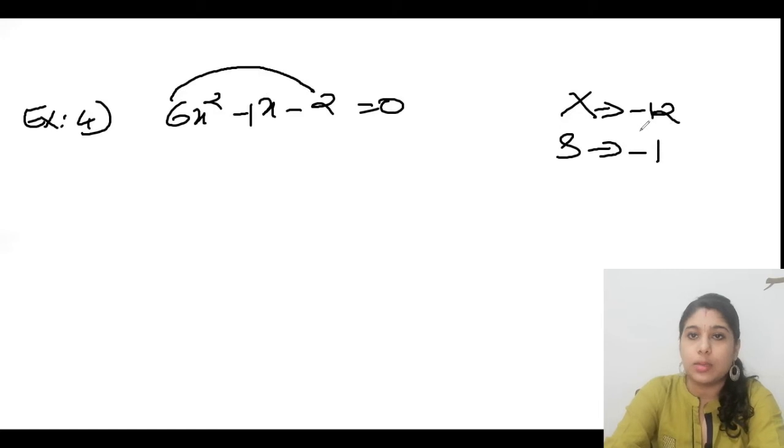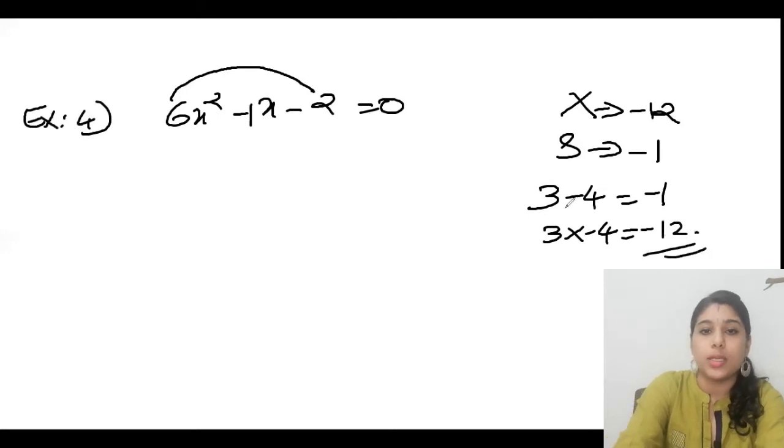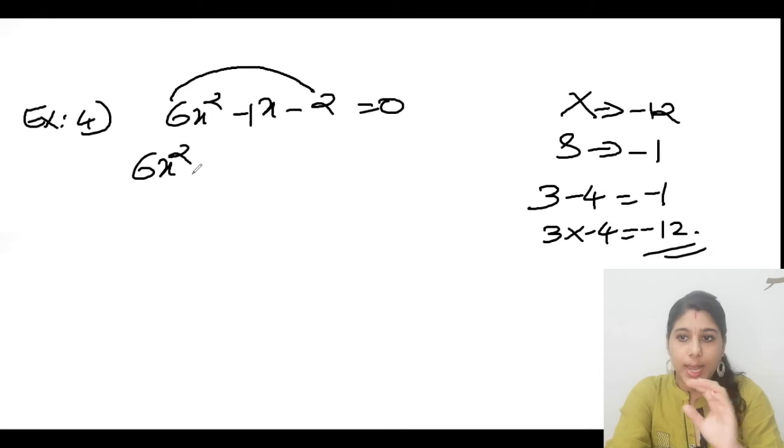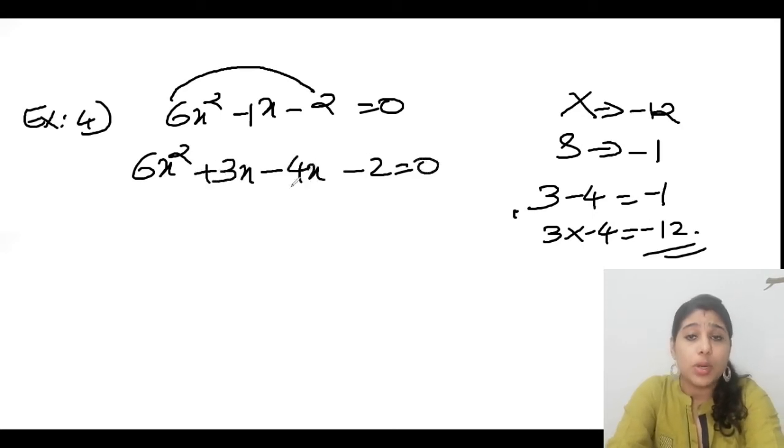So which should be the terms? By this also we can understand. 3 and minus 4. It can be the sum as minus 1 and 3 into minus 4 it can be minus 12. So we understood 3 and minus 4 are the terms. So 6x square. It is a concept, okay. 3 and minus 4 we know these are the numbers. So we have to apply the brain and we have to imagine. Okay, 6 when I use 3 with it. That is why I am writing first 6x square plus 3x minus 4x minus 2 is equal to 0. Even I can write minus 4x plus 3x also.